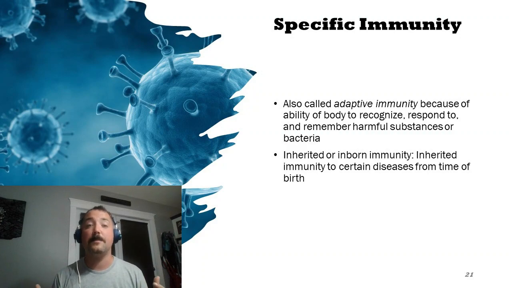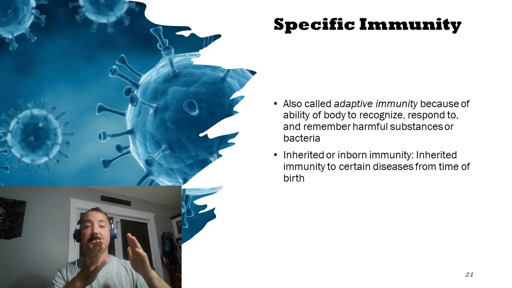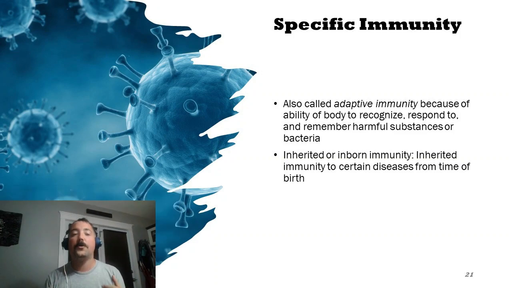Lastly, we have specific immunity, also called adaptive immunity. This one's a little bit trickier. There's a bunch of different types of specific immunity, but they all have the same principle. They focus on a specific type of bacteria or virus or whatever. Specific immunity can be further divided into cell-mediated, which means the immune cells attack other cells infected with a specific pathogen, or humoral or antibody-mediated immunity.